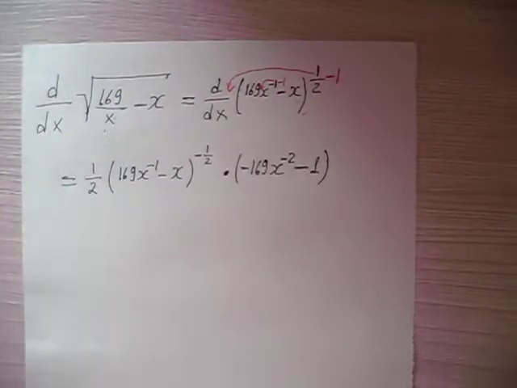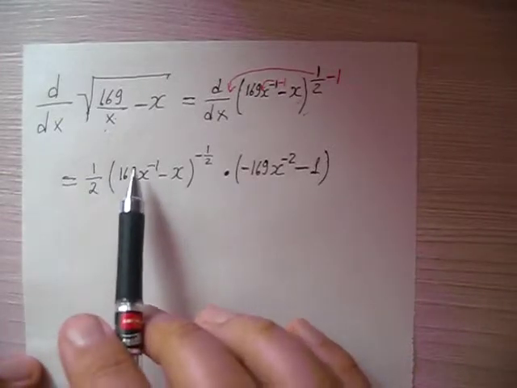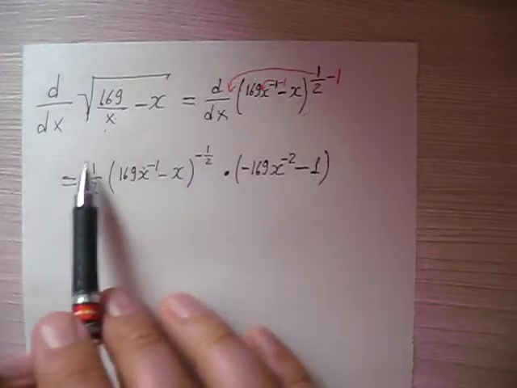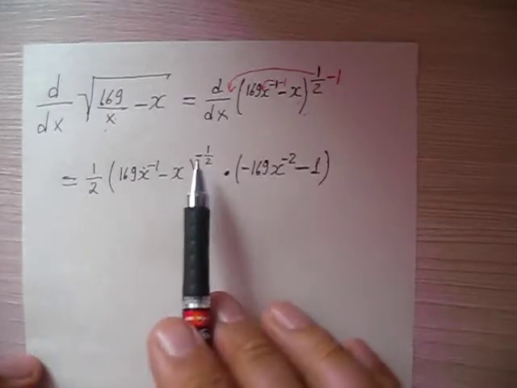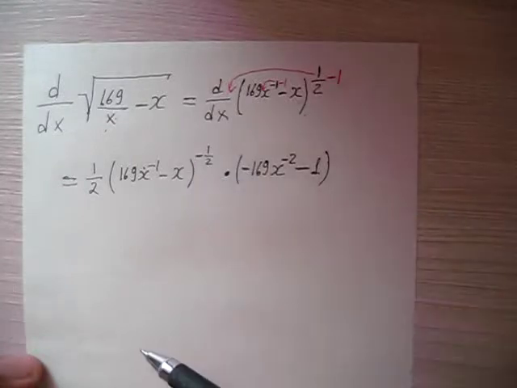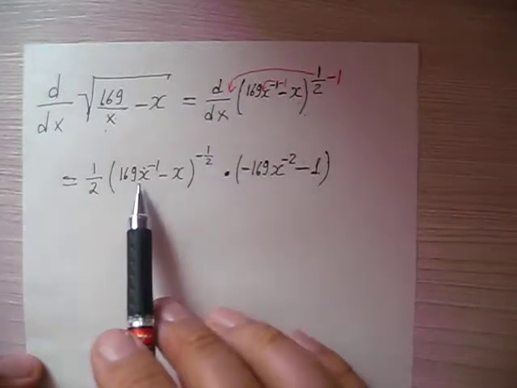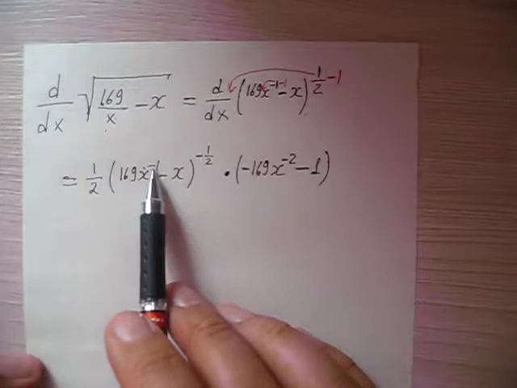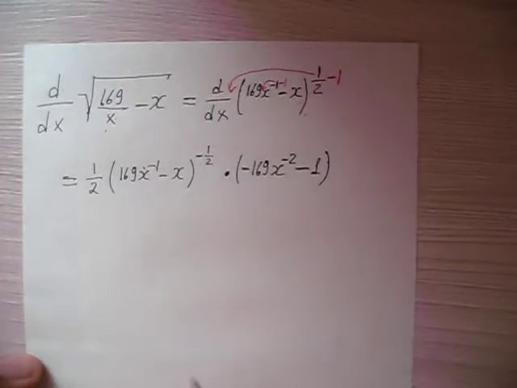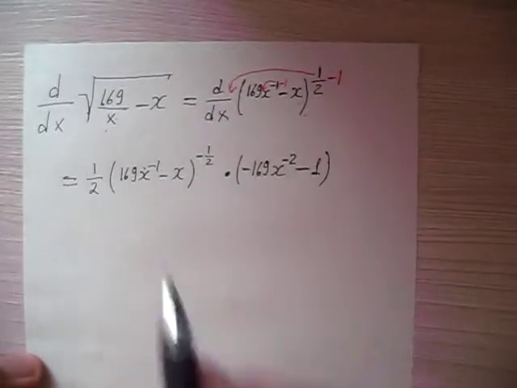Now we need to simplify it a little bit, okay? So here you can see in the first factor of your derivative, this quantity has a negative power, so it must go to the denominator. And inside the parentheses we have another negative power, that x to the minus 1 also goes to the denominator, but it will be inside the parentheses.